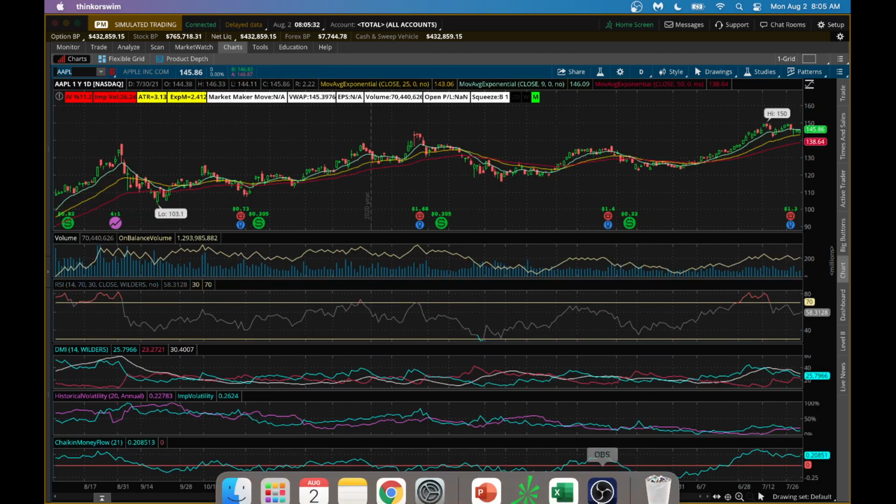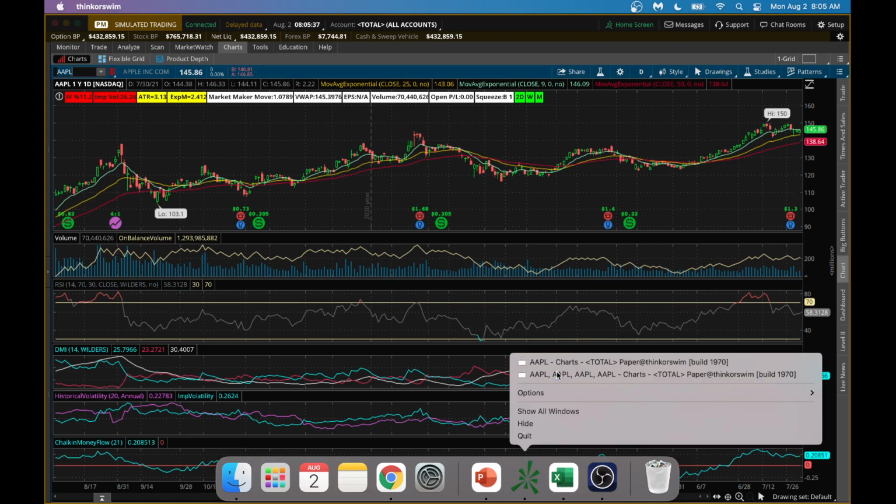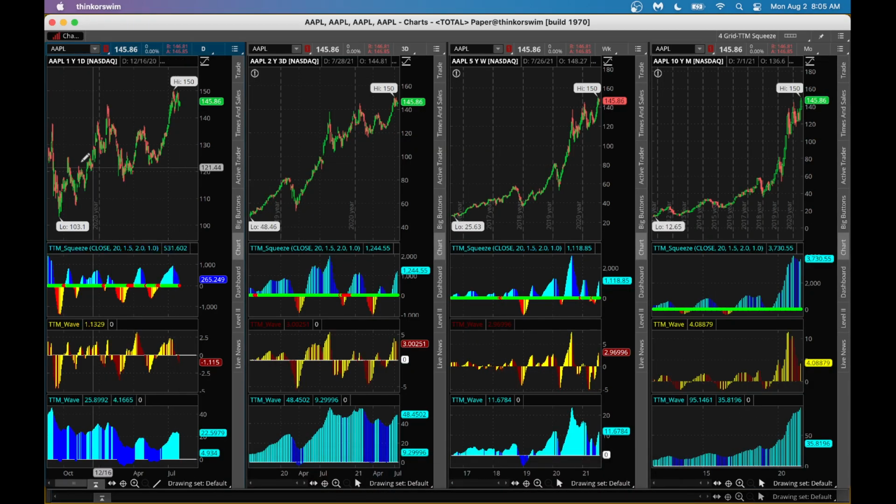So Apple, as I look at the chart here, first let's go into the TTM Squeeze chart. We've got a 1 year, 1 day chart, a 3 day, 2 year chart, a weekly 5 year chart, and a monthly 10-year chart. Clearly, as you scan through this quickly, Apple is at an all-time high, even on a 10-year chart. That tells you it's really gaining some traction here.